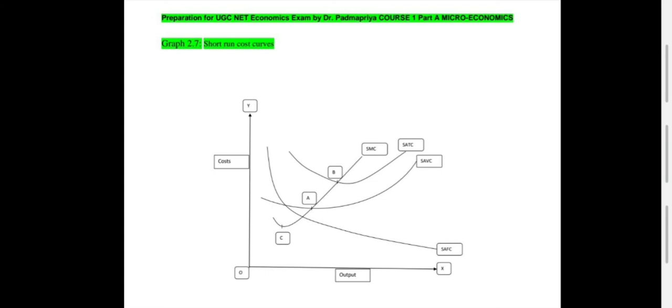Now we come to the graph 2.7, which shows the various short-run cost curves. We have SMC, SATC, SAVC, SAFC. SMC is short-run marginal cost curve, SATC is short-run average total cost curve, SAVC is short-run average variable cost curve, and SAFC is short-run average fixed cost curve. Output is taken along the x-axis and cost is taken along the y-axis.